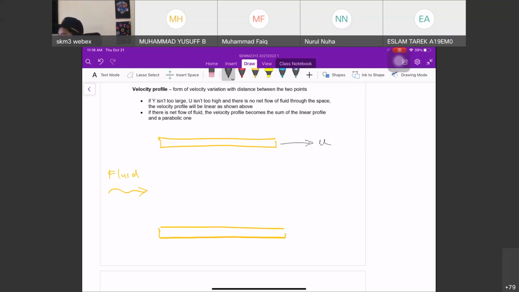What's the shape? What do you think, Fong Yi Ka, Tan Bin Ji? What will be the shape of the velocity profile? Any guess? Maximum in the middle. Maybe. Let's see. Let's have a look.